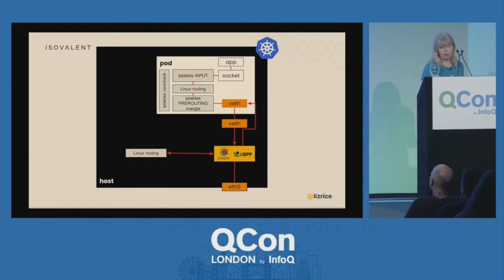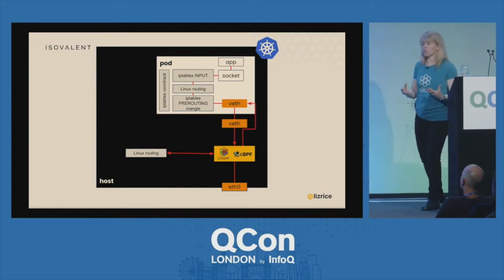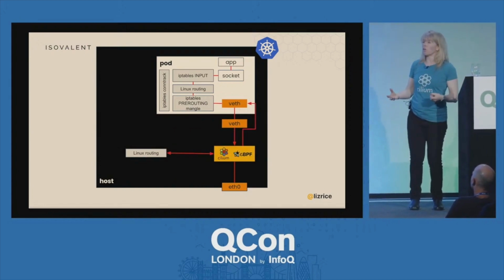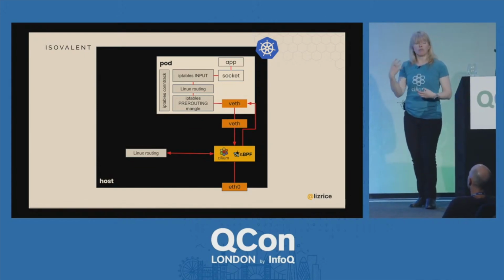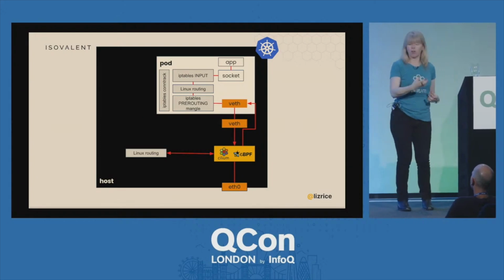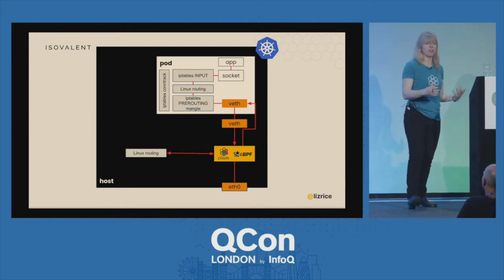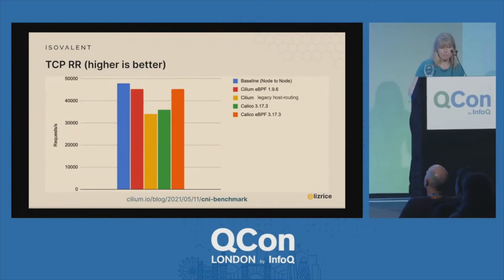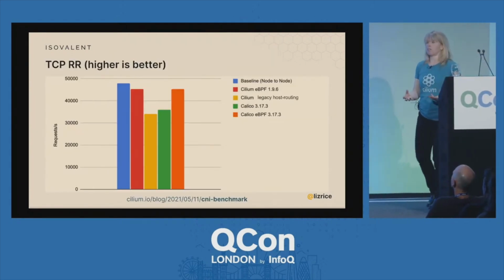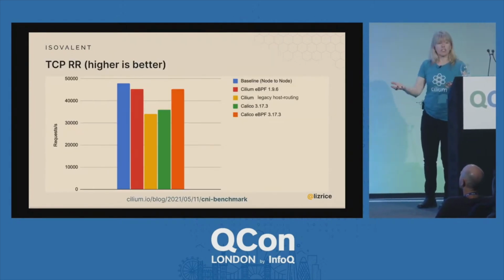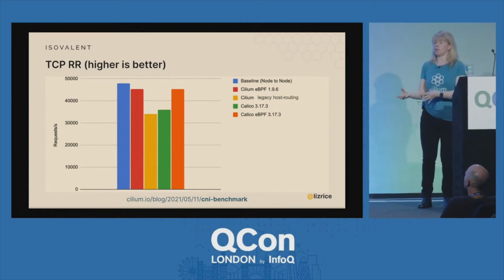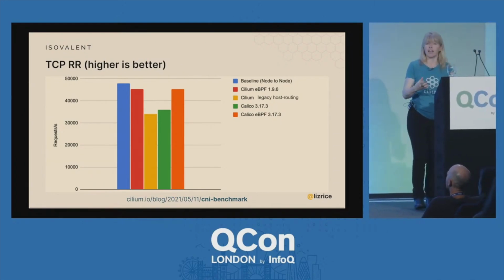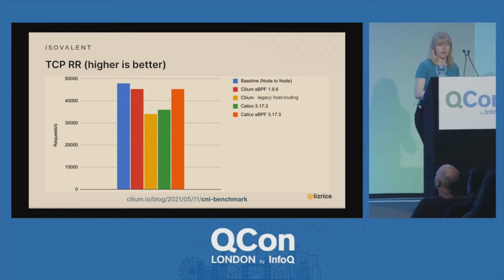And with eBPF, one of the things that we did in Cilium was to realize we can bypass a whole lot of that by looking at packets as they arrive, realizing what pod they're destined for, and routing them straight into the pod network namespace. And that results in significant improvements. Not just Cilium, also Calico in their eBPF mode, you can see significant improvements by using eBPF versus the legacy iptables-based routing.